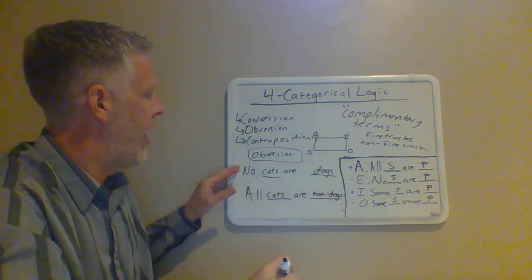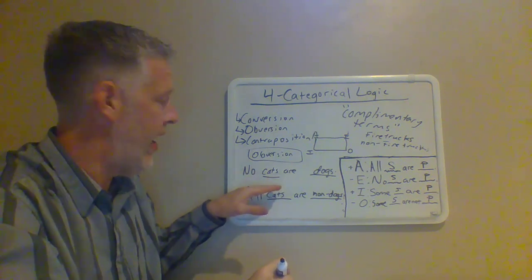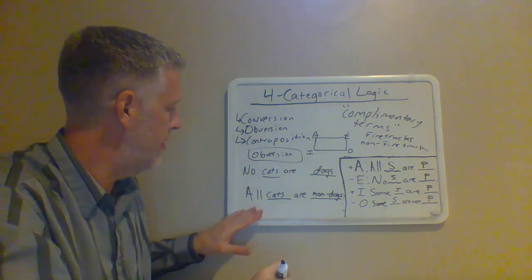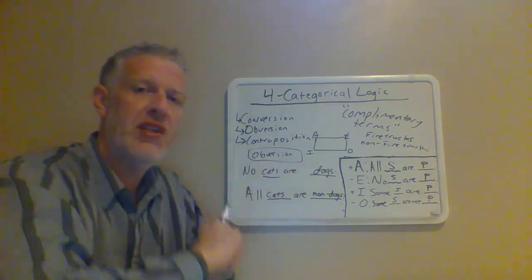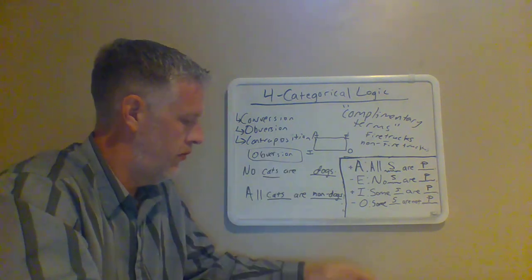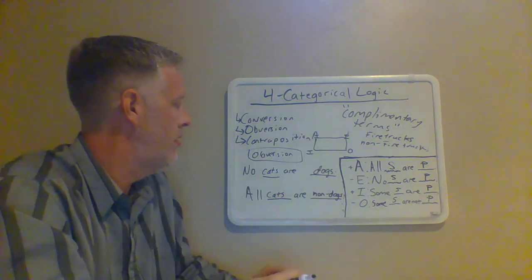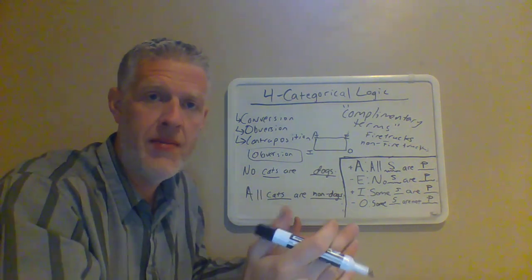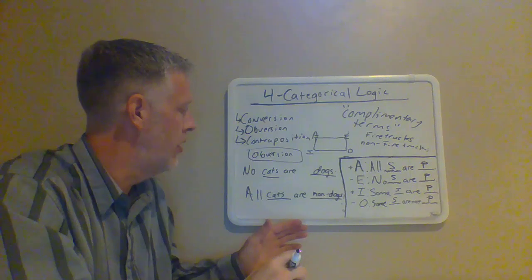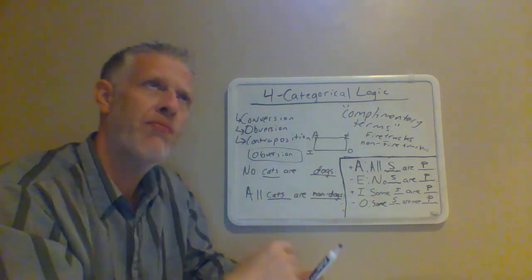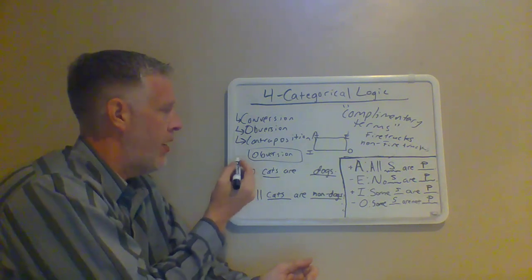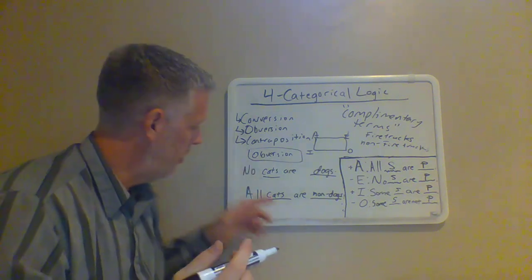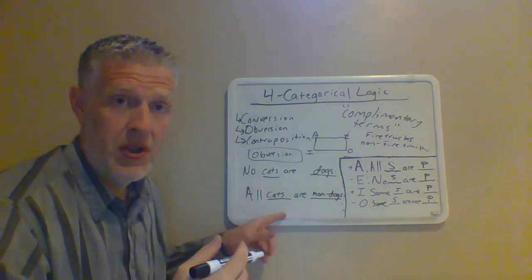So no cats or dogs. When we obvert that, what results is all cats are non-dogs. What's interesting about obversion, one thing that's nice about it anyway, is that every type of standard form claim is logically equivalent to its obvert, or what results when you obvert it. It doesn't matter if you started with E, A, I, or O, they're always going to be equivalent to what results when you obvert it.